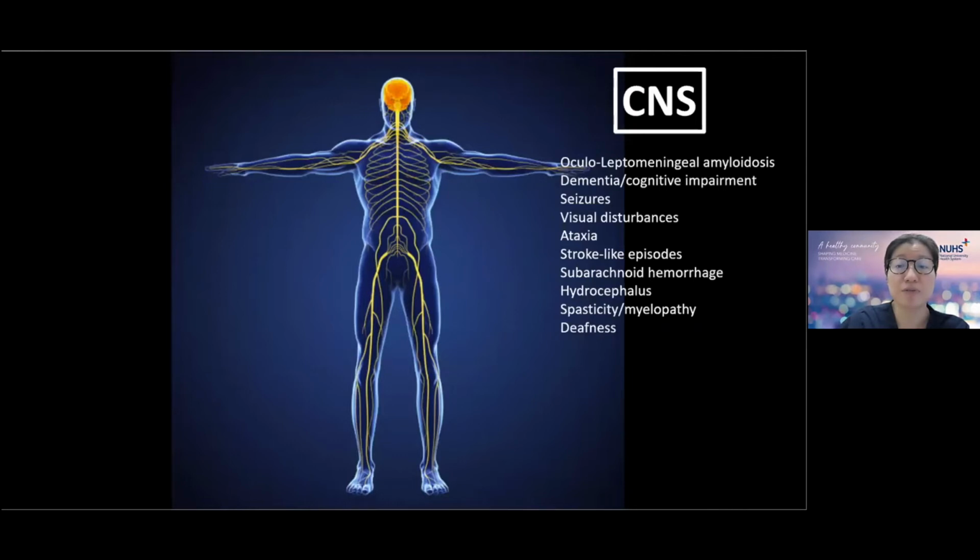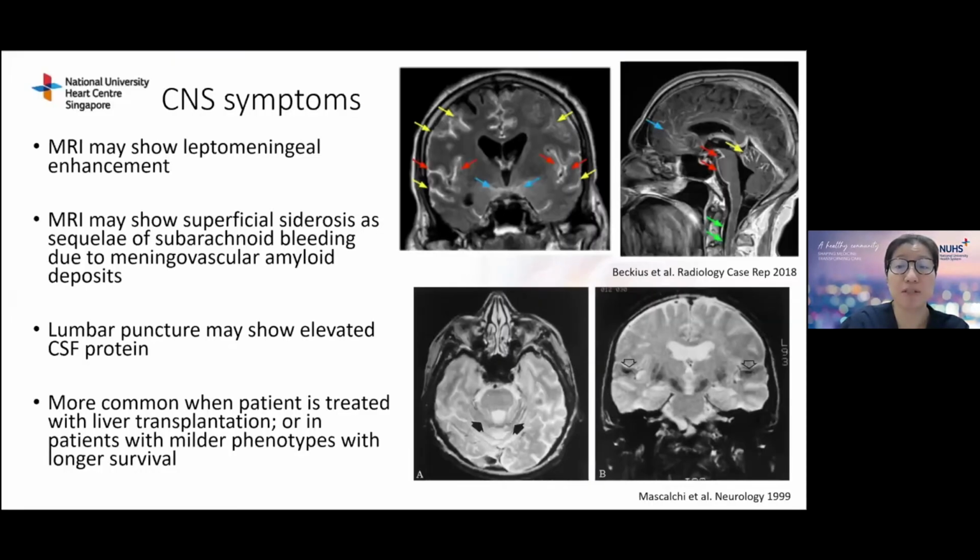Central nervous system involvement in TTR amyloidosis also occurs, but is less common. Its manifestations are more common when patients are treated with liver transplantation, as patients live longer and mutant TTR is still secreted from the retinal cells and the choroid plexus. The MRI may show leptomeningeal enhancement as seen by the arrows, and may also show superficial siderosis, which is a sequela of subarachnoid bleeding due to the meningovascular amyloid deposits. CNS sequelae also may be seen in patients with milder phenotypes because they have a longer survival.